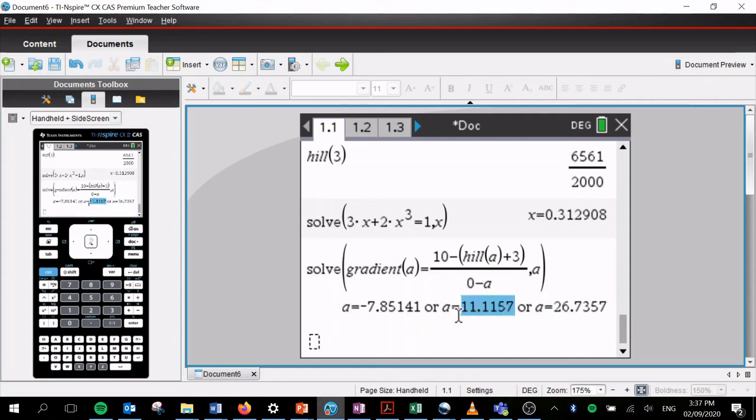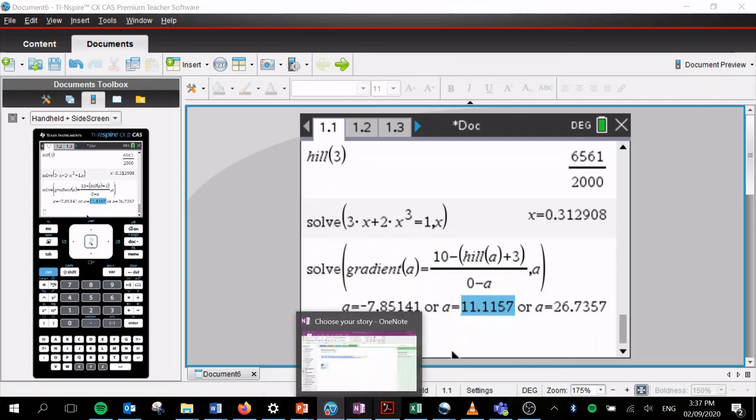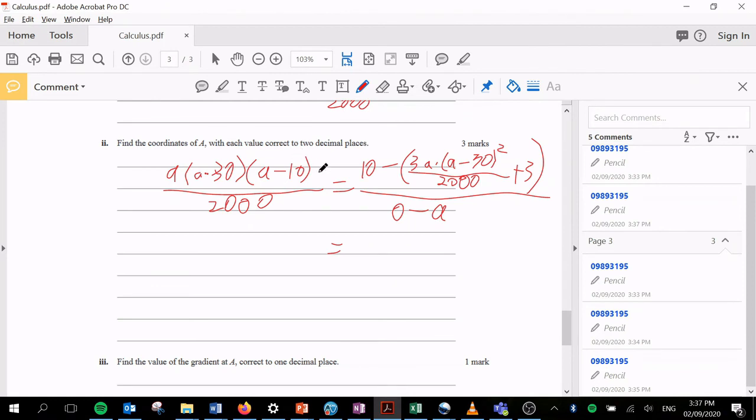So we'll go back. We got 11.1157. So our answer, rounded correct to 2 decimal places, we can say that A is equal to 11.12. We've got to get that rounding correct. VCAA will slam you if you don't round your numbers correctly. And so then we'll say that we need to find the coordinates of capital A. And so that's going to be 11.12.